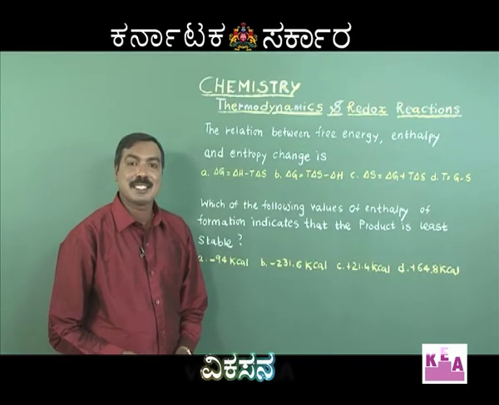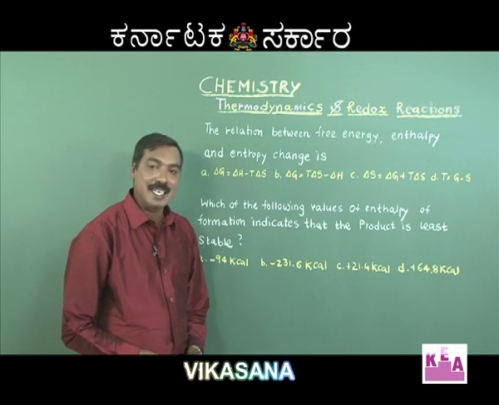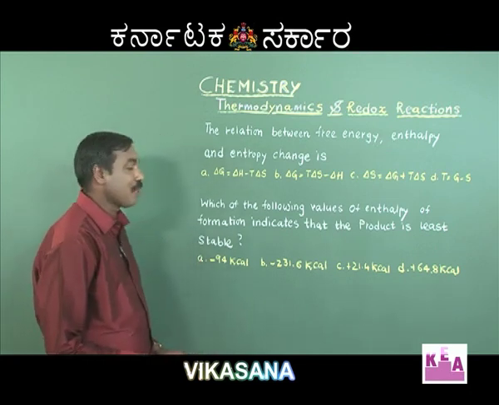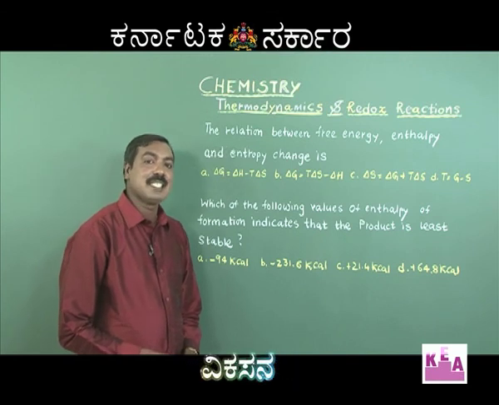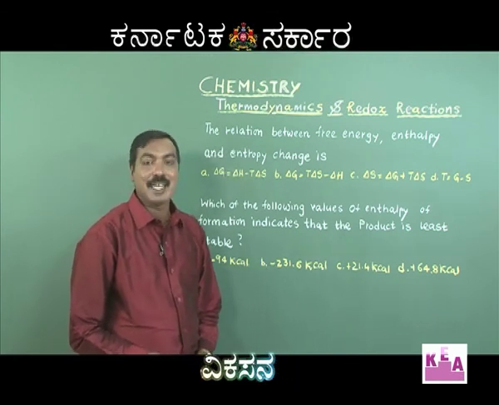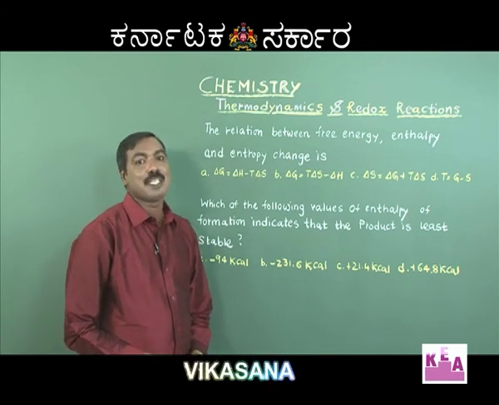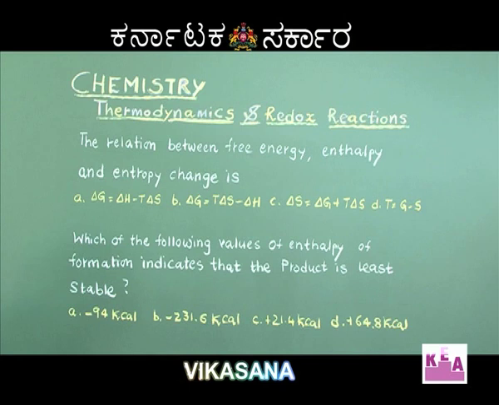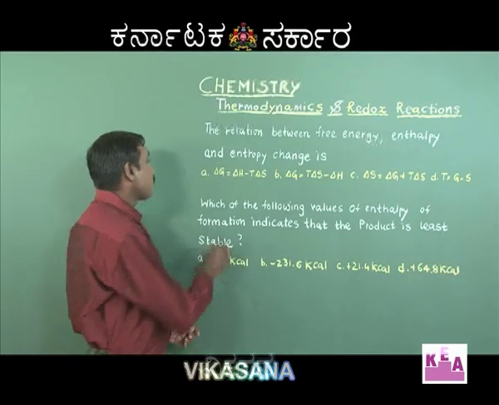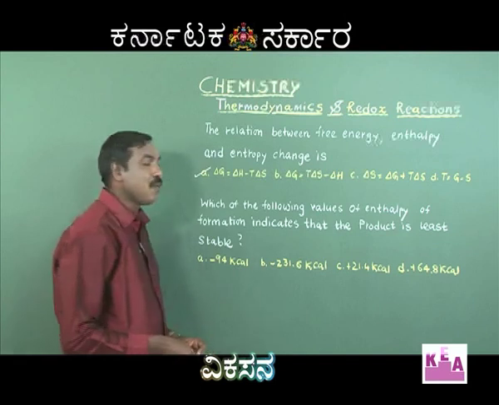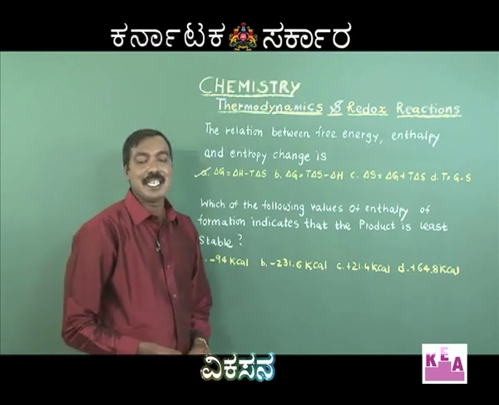This is in fact known as Gibbs equation, and the relation is delta G is equal to delta H minus T delta S. This equation is known as Gibbs equation. It can also be written as delta G naught is equal to delta H naught minus T delta S naught. Therefore, the right option among A, B, C and D is option A, delta G is equal to delta H minus T delta S.